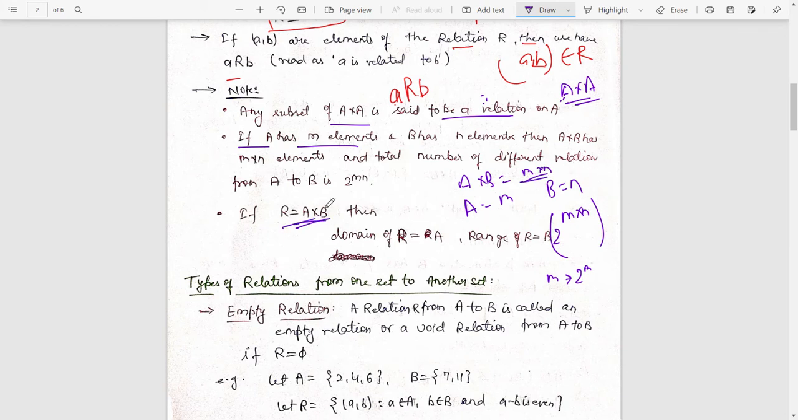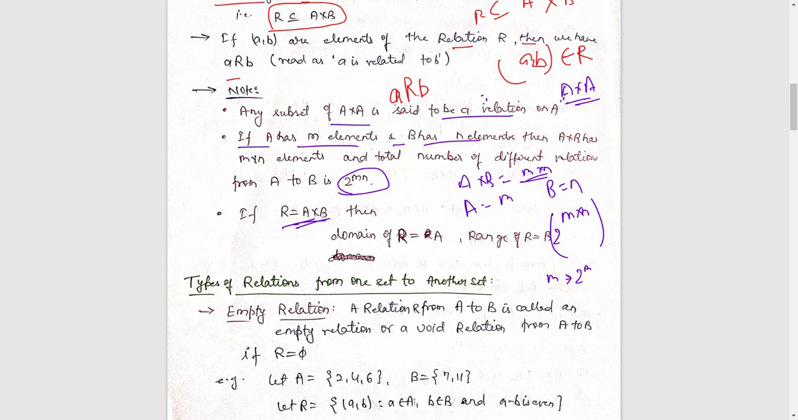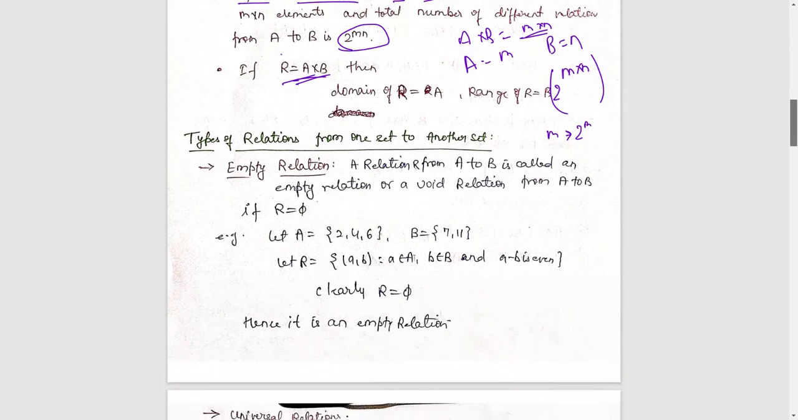So if R is A cross B, and A has m elements and B has n elements, then the total number of different relations will be 2 to the power m into n, because these are the total number of possible subsets. Obviously, if you take any subset of A cross B, that will be a relation on A cross B. So there are a total of 2 to the power mn different relations from A to B.